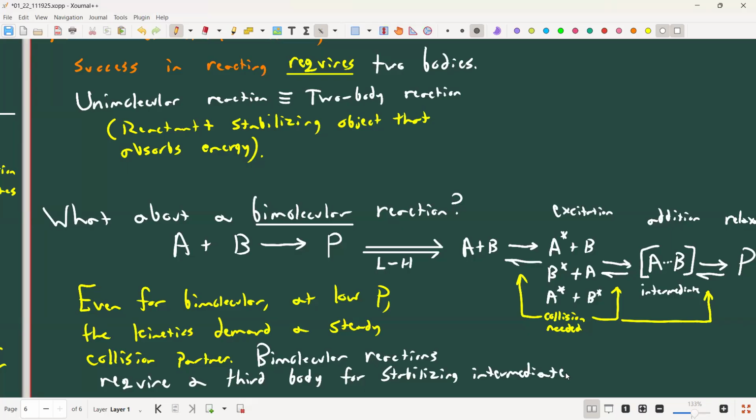So 3-body reactions, 3-body collisions just don't happen in low density environments. And so a lot of gas-phase chemists, we just don't think about termolecular reactions because they just don't happen. And if you want to study bimolecular reactions in the gas phase, you have to create environments that enforce collisions. And if I have some time, I'll show you guys this.